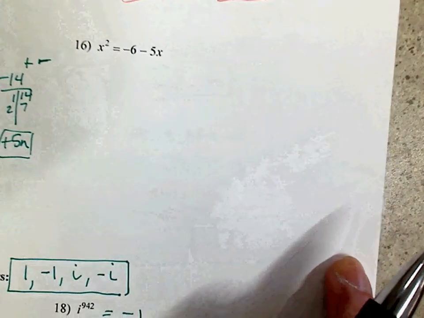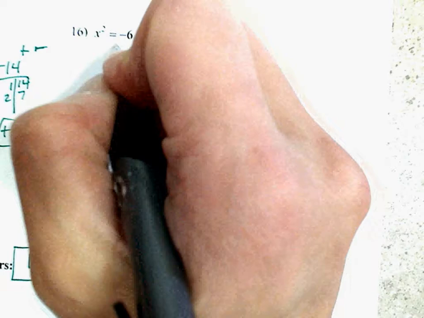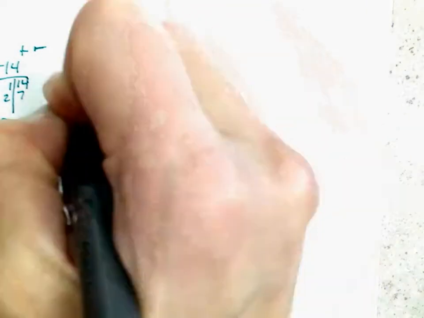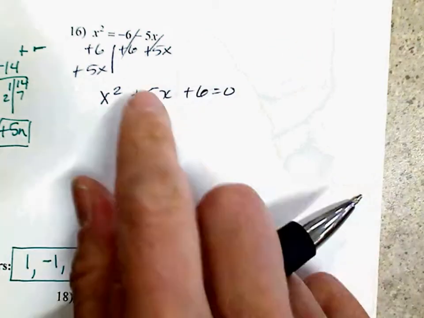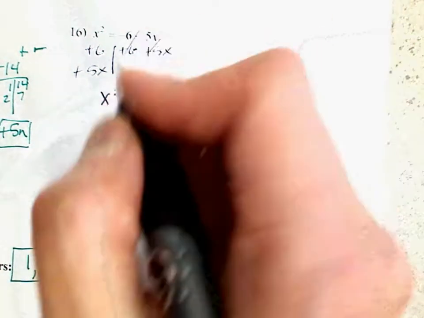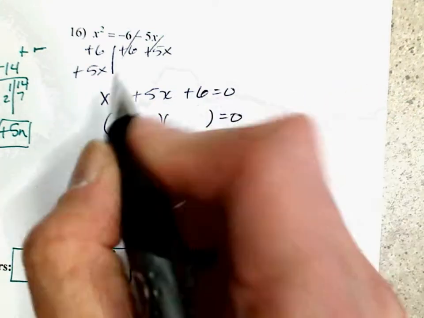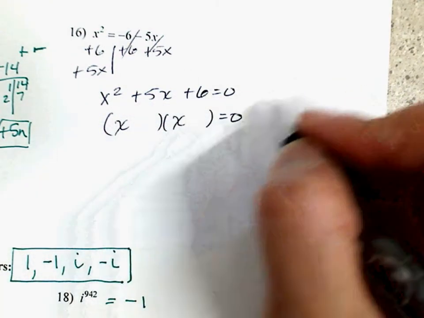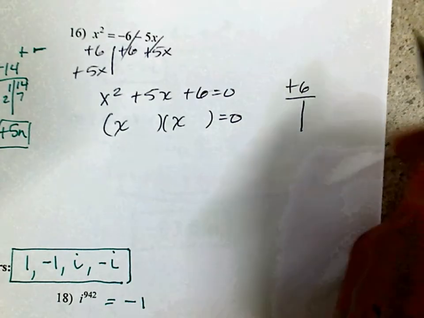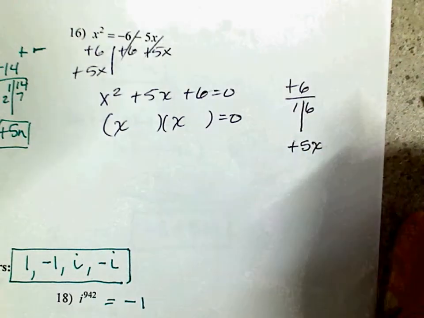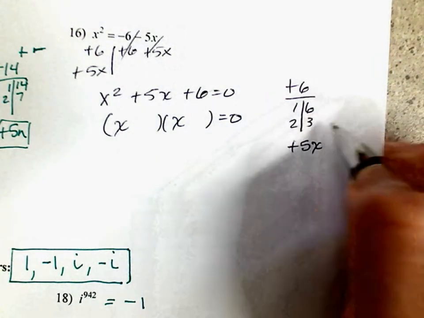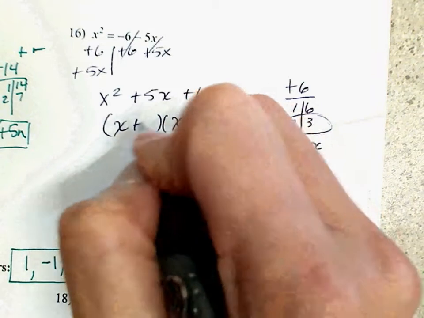Number 16. Plus 6, cancel. Plus 5x, cancel. So now you've got x squared plus 5x plus 6 is equal to 0. Remember, it needs to be in standard form. Two sets of parentheses. Factors of x squared is x and x. Two numbers that multiply to give you a positive 6 and add to give you 5x. 1 and 6 does not add to 5. They subtract but do not add, so 2 and 3, plus, because that's a plus.